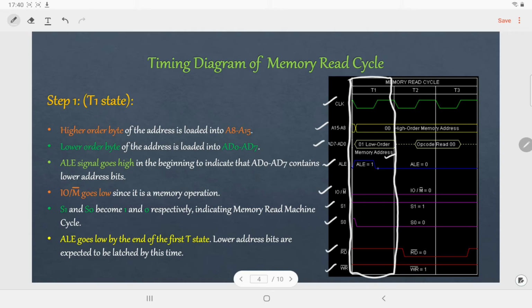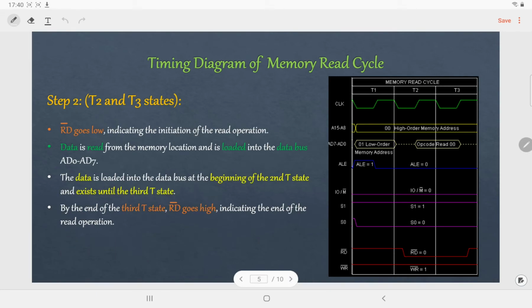And after that IO/M bar will be low, or equal to 0, because it is a memory operation. So that is why IO/M bar is 0 throughout, and S1 is equal to 1 and S0 is equal to 0. The condition of these 3 signals will remain the same for all the T states, and then ALE goes low at the end of the first T state, and here the lower address bits are expected to be latched by this time.